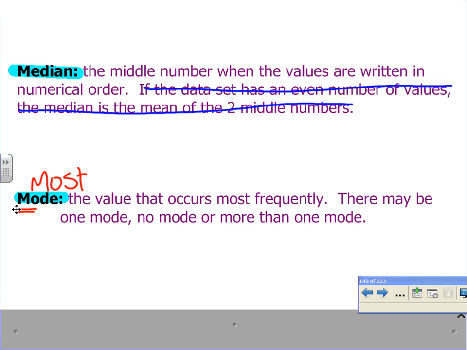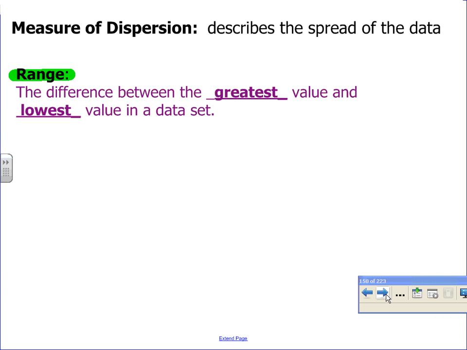Okay, one more definition, and then I want to do two examples. Range is a measure of dispersion. You don't need to write that, but what a measure of dispersion means is it describes the spread of the data. Range is when you subtract the largest number minus the smallest number. So it's the difference between the greatest value and the lowest value in a data set.